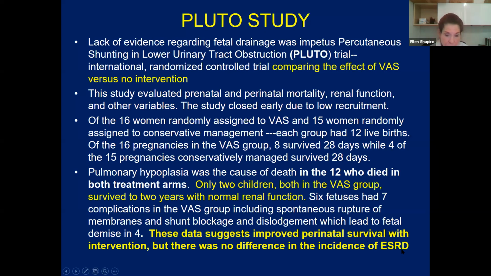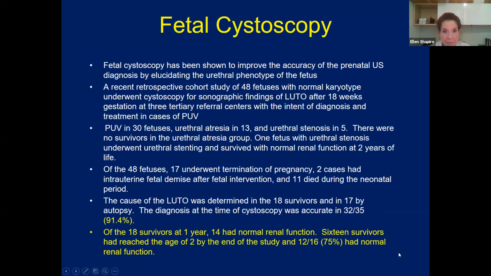And that was the conclusion that Holmes and Baskin came to many, many years ago from the UCSF data, originally from the Harrison group: we get these patients to survive, get them to birth, but the incidence of end-stage renal disease really isn't affected.